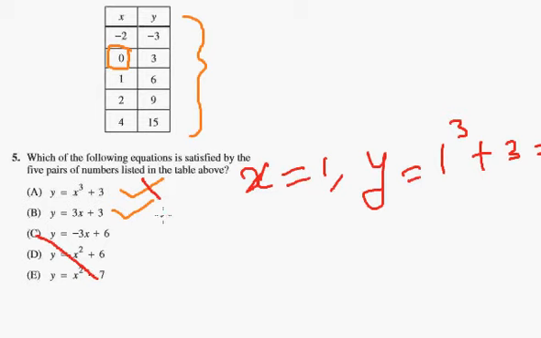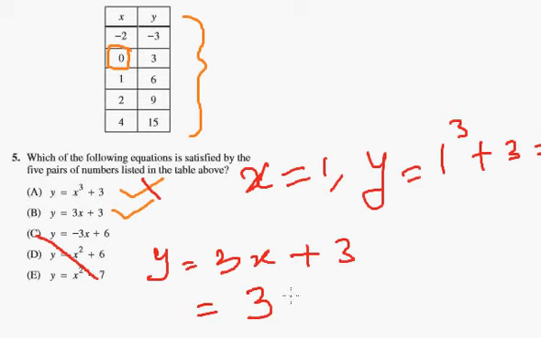So obviously B is your choice. You can just stop right here, mark your choice as B, and then move on to the next question. If you are so curious to know whether B really works, you can apply this x equal to 1 value to equation B. y is 3x plus 3. x is 1, so 3 times 1 plus 3 equals 6. So now you got y equal to 6.